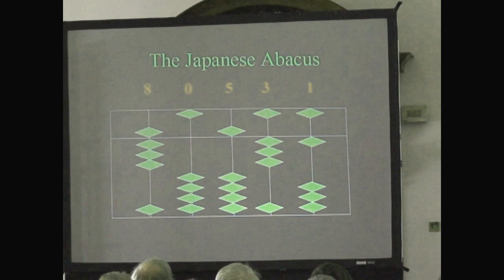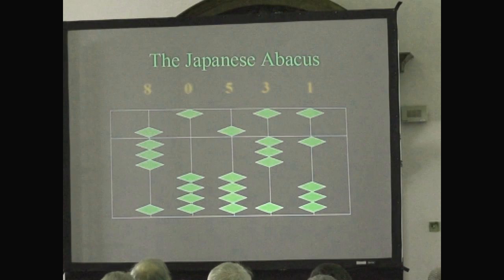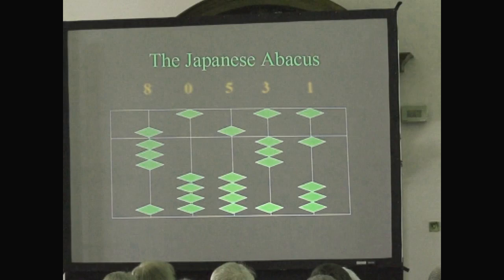How you use it is fairly obvious. You start off with zero, the top row up and the bottom row down, and then you can put numbers on them this way. In one sense, it's not a calculating instrument because it doesn't do anything for you. You have to do it all in your head, and then use this to put the answer down. So it's not a great deal of assistance, but it was the way things were done.